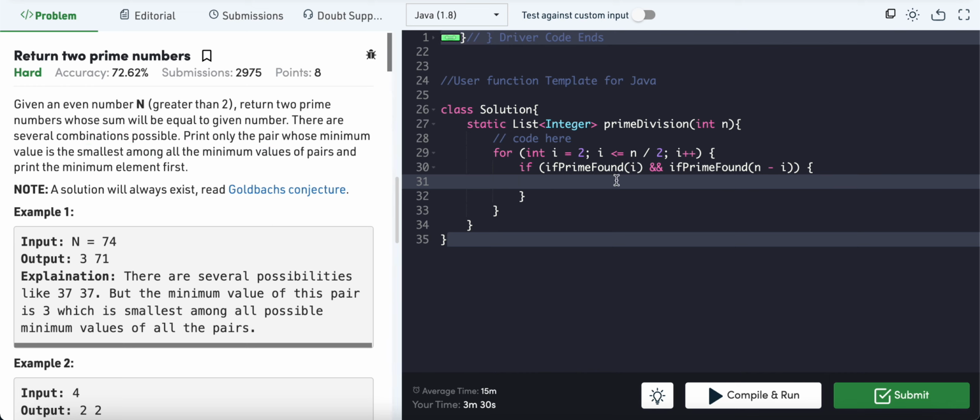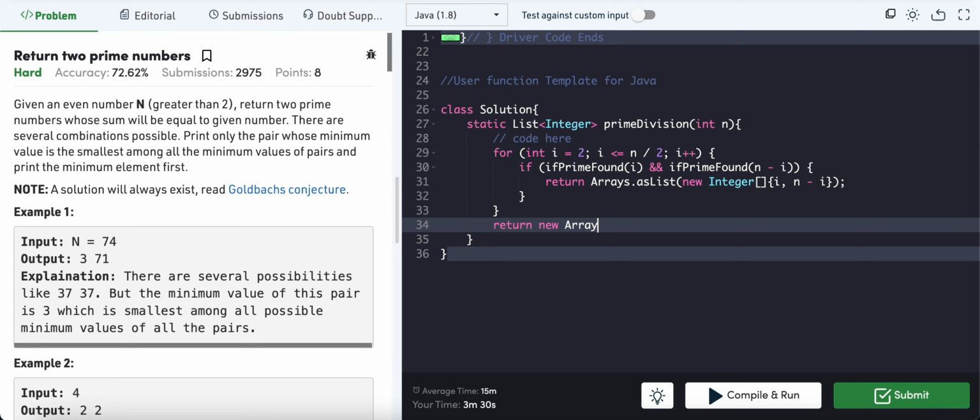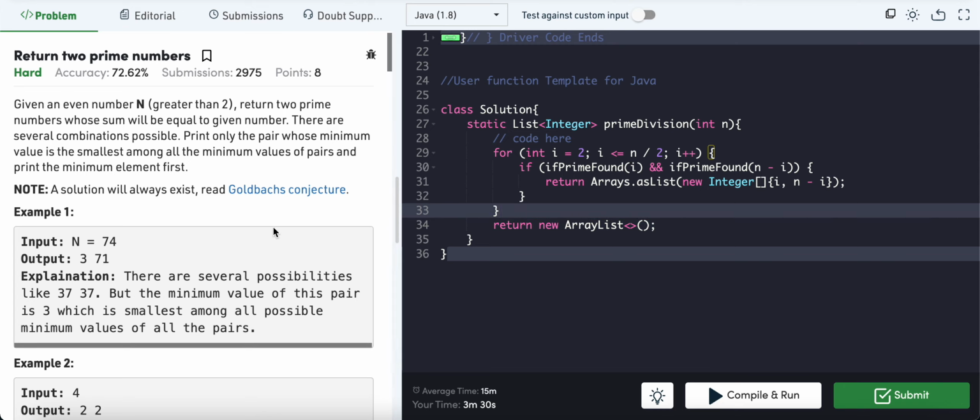So if we first find this condition true, then this i will be the minimum, because we are going from 2 to n by 2. And we can just return Arrays.asList of new Integer i and n minus i. Otherwise we can just return an empty array list. That's what we were asked to do. Actually this case will never occur, because according to Goldbach's conjecture, a solution will always exist.